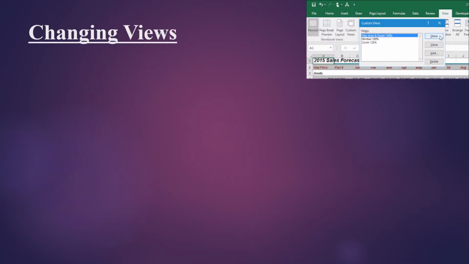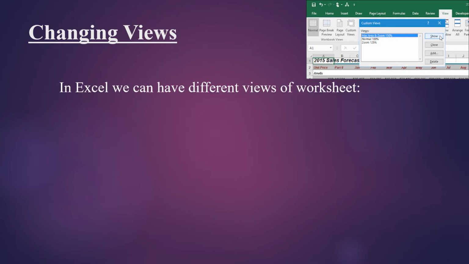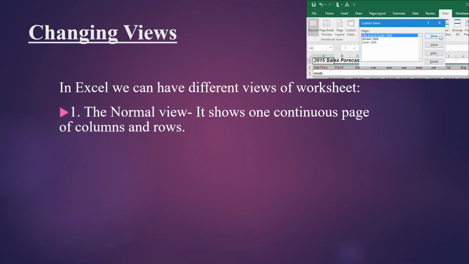Changing views. Children, we have already seen different types of views in MS Word or PowerPoint. Let us see how many views there are in Excel. In Excel, we can have different views of a worksheet. The first one is the normal view. It shows one continuous page of columns and rows. Children, by default, we have the normal view.